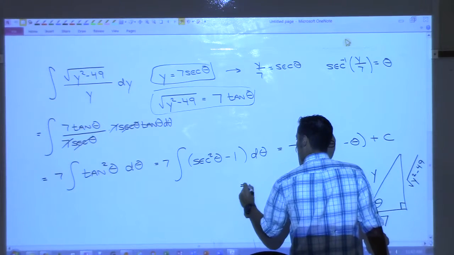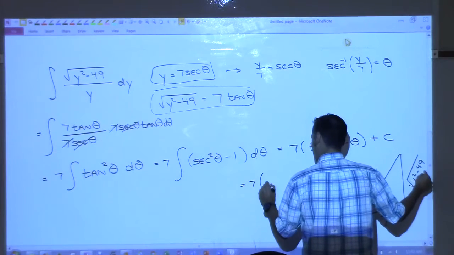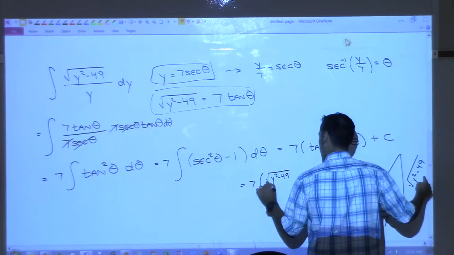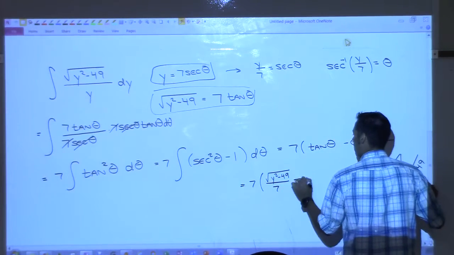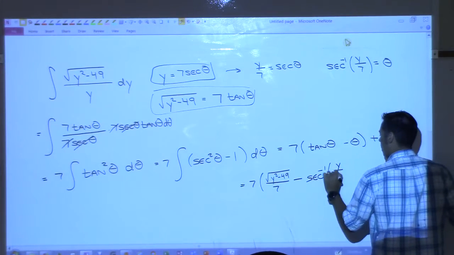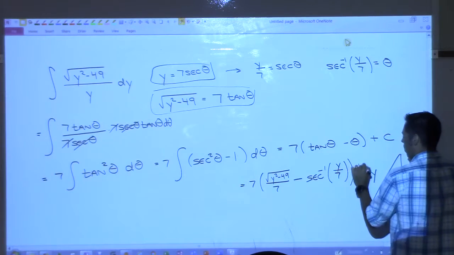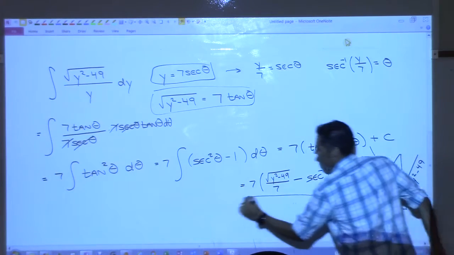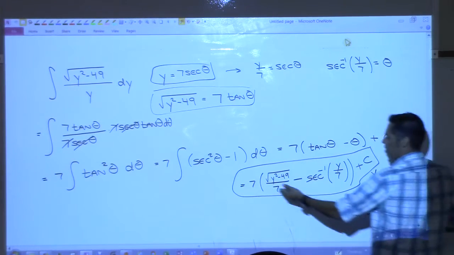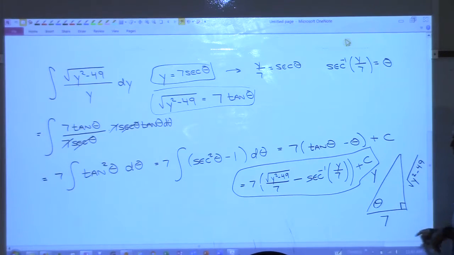It is 7, and then we have square root of y squared minus 49 over 7, and then minus the inverse secant of y over 7. And all that plus c. There it is. Reasonably, could we distribute? You could get rid of this 7, but you can't get rid of that one. So you just have to put the 7 in front of that.